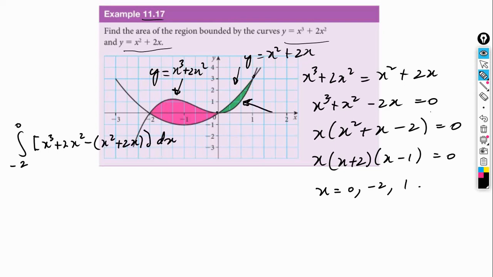And to this we will have to add the integration from 0 to 1, and we flip the curves, right? Because now the top curve is going to be x squared plus 2x, and this minus x cubed plus 2x squared.